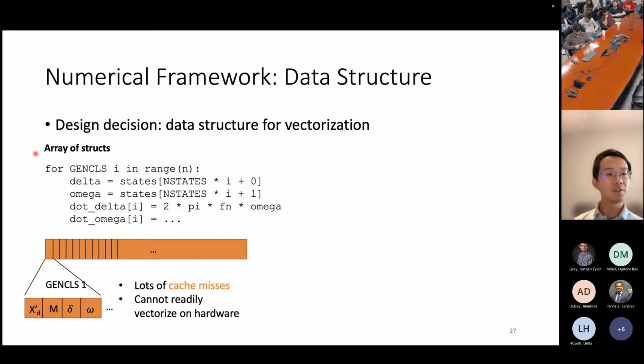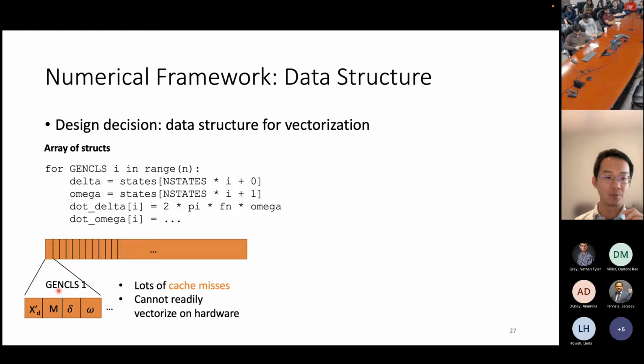The first very common type of data structure is called array of structs. Basically, this bar here is one array, and each element here is one structure for an individual Gen class device. So we have those Gen class devices next to each other, and inside each device, we store their parameters, their variables, their derivatives, and so on. The code would be written in a way that enumerates those devices, retrieves the parameters and variables for each of them, and calculates the equation residuals.